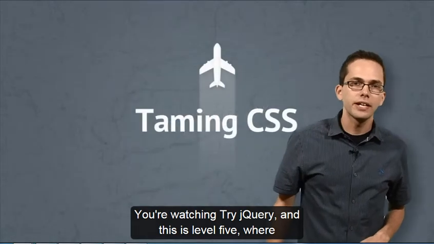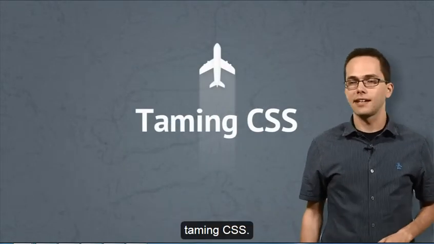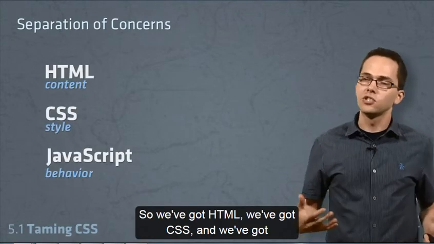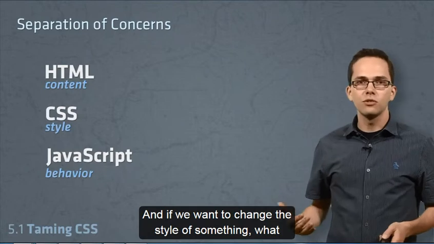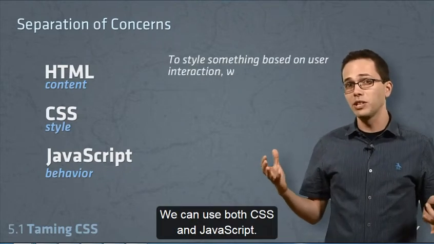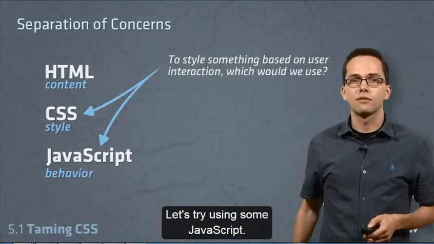You're watching Try jQuery, and this is level 5, where we're going to start by talking a little bit about taming CSS. So we've got HTML, we've got CSS, and we've got JavaScript. And if we want to change the style of something, what should we use? We can use both CSS and JavaScript. Let's try using some JavaScript.